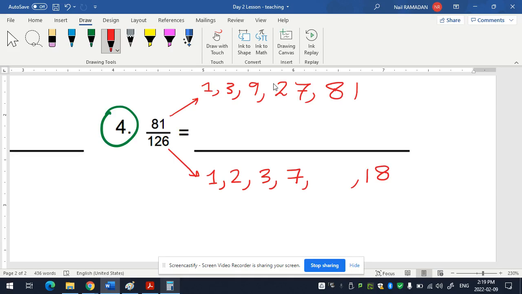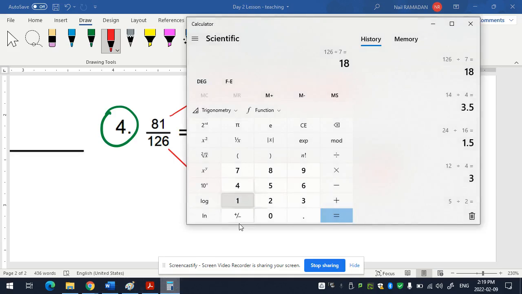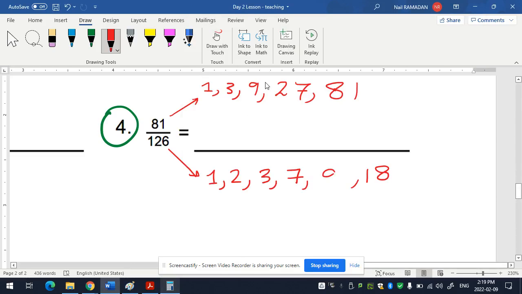8. I don't know. Does 8 work? Nope, it does not. 9. Oh, sorry, it does work. 126 divided by 9, it sure does. And what does it give us back? 14. So that means 9 and 14 work. You see how beautiful it is? You can always just start putting the numbers in as they come up.